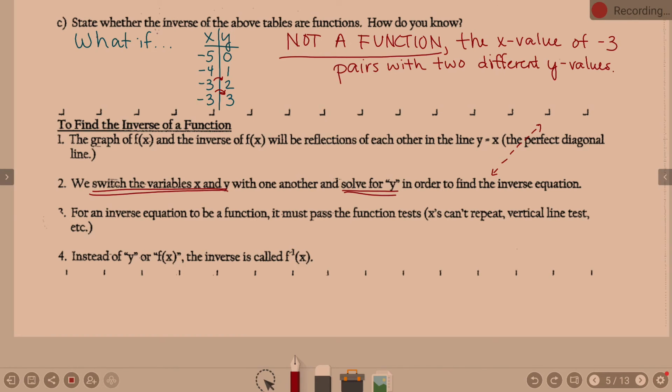And then when we get done, instead of saying y or f of x for the inverse, I say it as f inverse of x. So again, it looks like that, f to the -1 power. And so I will always encourage you to write that for your final answers.